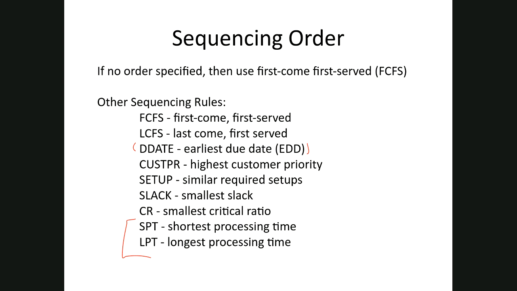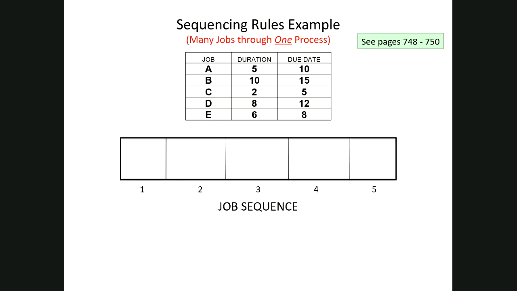Okay, so let's talk about this in general. Here's an example, and in this example we have 5 jobs that are numbered A through E, and in this table you're given in the next column the job's duration, how long it's going to take, and then when it's due. So this is the information.